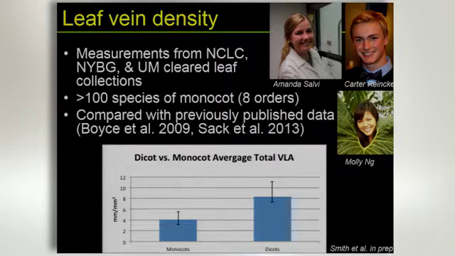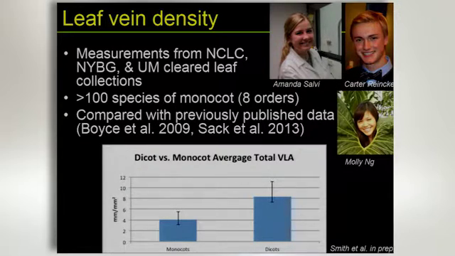And again, this has been work by a lot of students, including Molly and Amanda, who are both here, and taking advantage of the New York Botanical Garden and the National Cleared Leaf Collection monocots, as well as ones that we're doing in the lab. So we have a lot more data now. I just haven't finished analyzing it. So I'll show you some stuff. It's still over 100 species of monocots representing 8 orders.